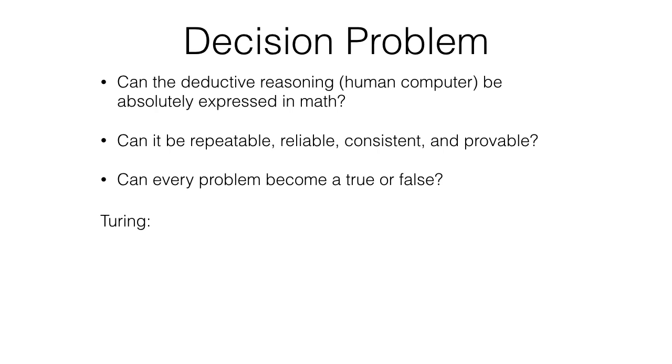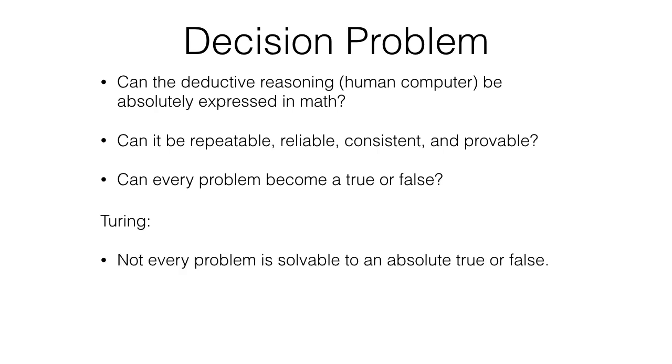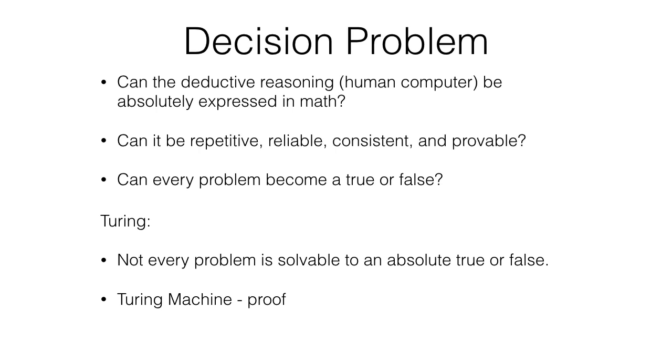So Turing took on the challenge. And essentially he proved that not every problem is solvable to an absolute true or false. But what's interesting is that he used a proof which we term Turing machine. So let's walk through it. It has a CPU and it can do the following things.